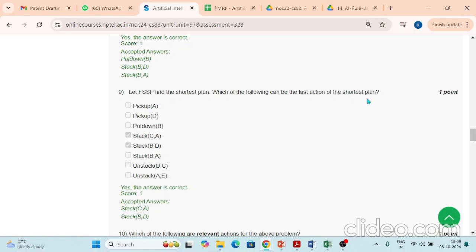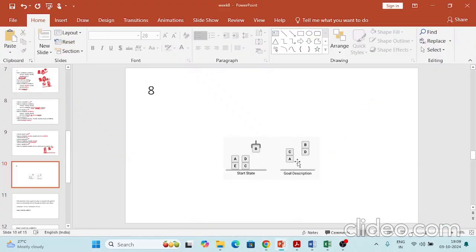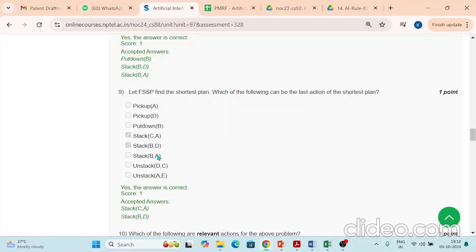Last action means go and see the goals. Okay, this is the goal. Either we can keep C on A or we can keep B on D. Those are the last two actions we are performing. Keeping C on A means stack C, A, and keeping B on D means stack B, D. Those are the two last options we are having. So that's why we kept stack C, A and stack B, D.